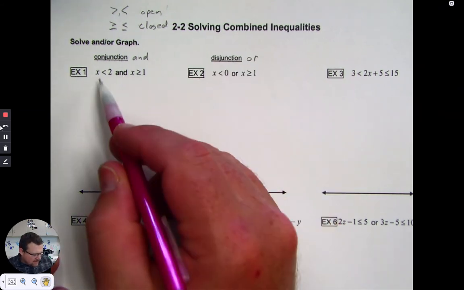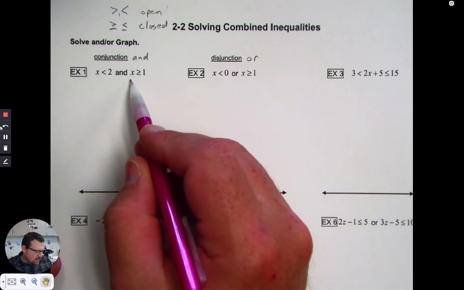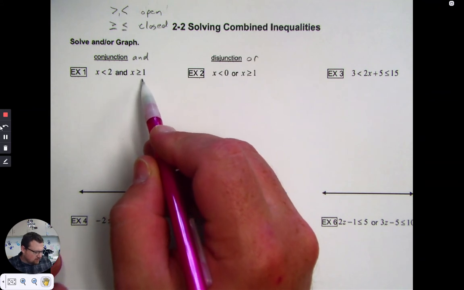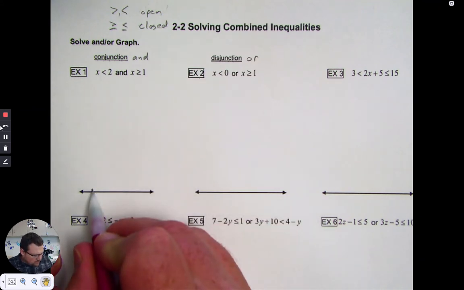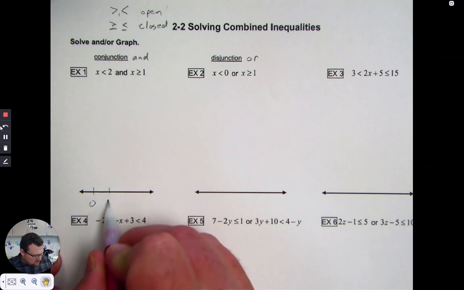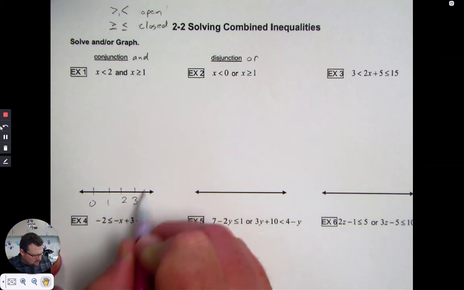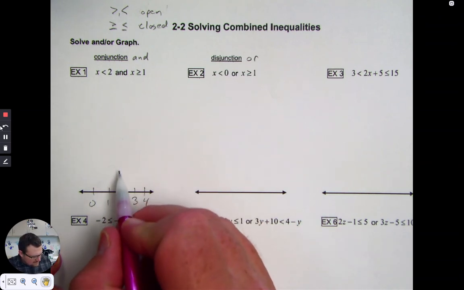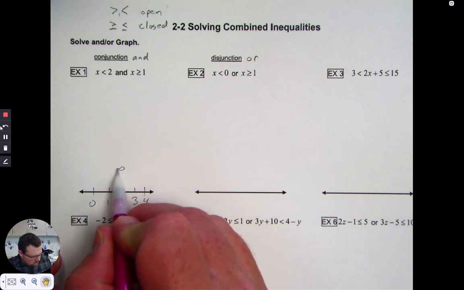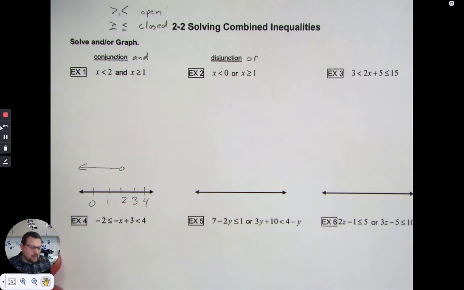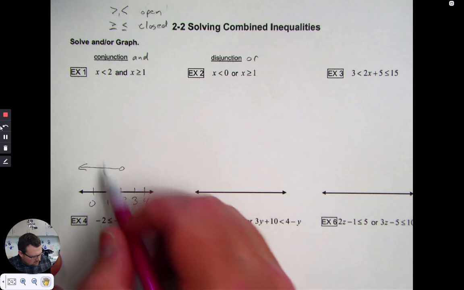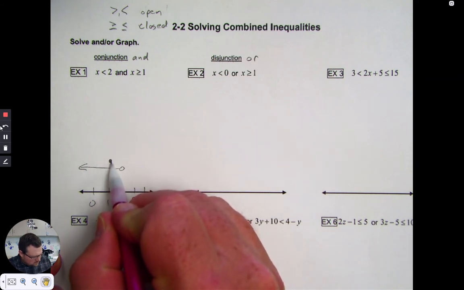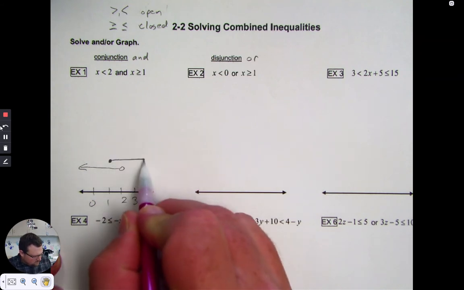So here we have x is less than 2, and x is greater than or equal to 1. So when we go through and graph this, we number 0, 1, 2, 3, 4. What I'm going to do is sketch each graph, and then we'll see where it covers. So we have x is less than 2, so that'd be an open circle at 2 with an arrow to the left. And x is greater than or equal to 1, so that would be a closed circle at 1 with an arrow to my right.